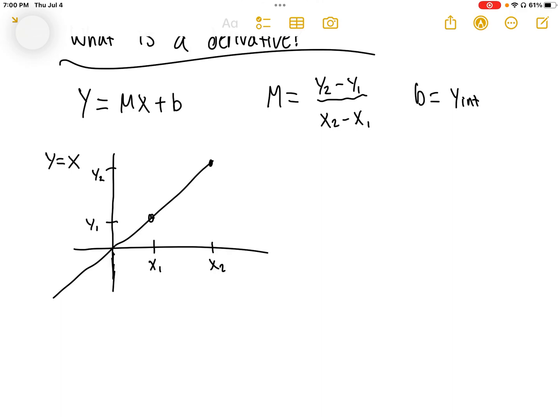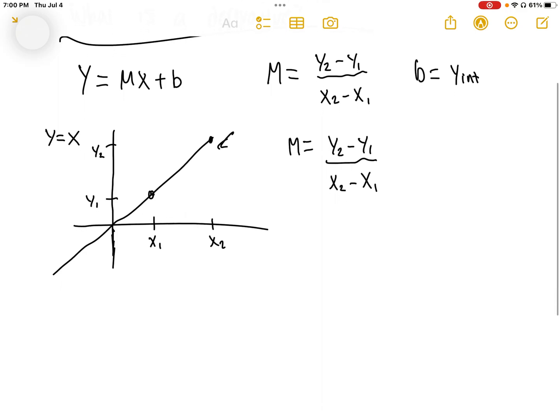So if we want to know, hey, what's the slope of y equals x, this line here, we can use this function m equals and then pick two y values and pick two x values. So x2 corresponds to y2 and x1 corresponds to y1. And so we'll have y2 minus y1 over x2 minus x1. And so let's give these points some value.